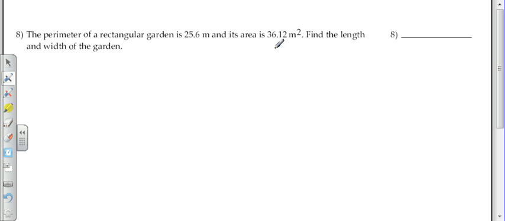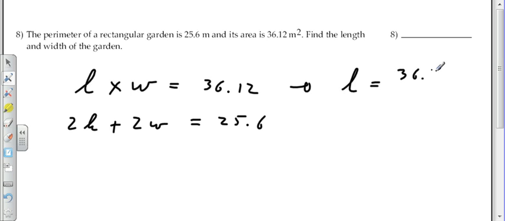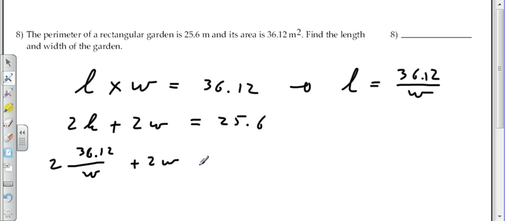The perimeter of a garden is that. The area is that. Find the length and the width. So L times W is 36.12, and 2L plus 2W is 25.6. Isn't that lovely? And we can't put it in our equation and do simultaneous equations because we have a multiply here. So L is equal to 36.12 divided by W. So 2 times 36.12 divided by W plus 2W is equal to 25.6.